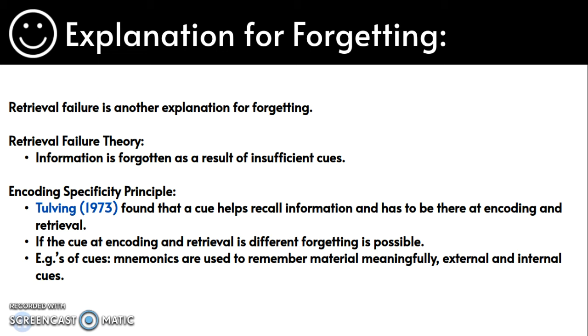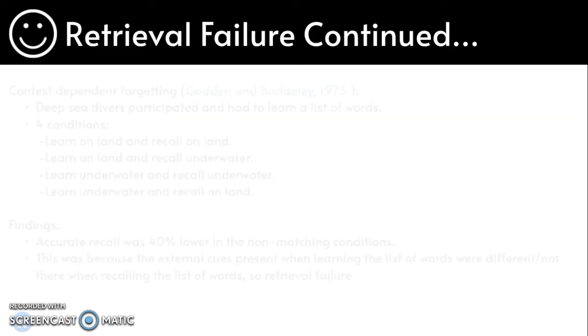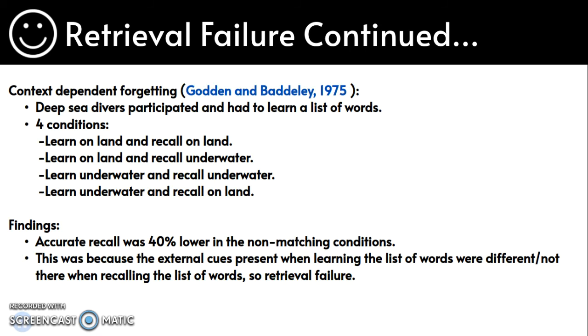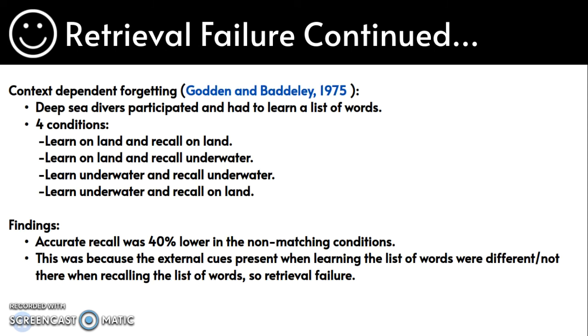The encoding specificity principle, put forward by Tulving in 1973, found that for a cue to help recall information, it has to be present in both encoding and retrieval. If the cue at encoding and retrieval is different, forgetting is a possibility. Examples of cues can be mnemonics, which are commonly used to remember material meaningfully, and we also have external and internal cues.